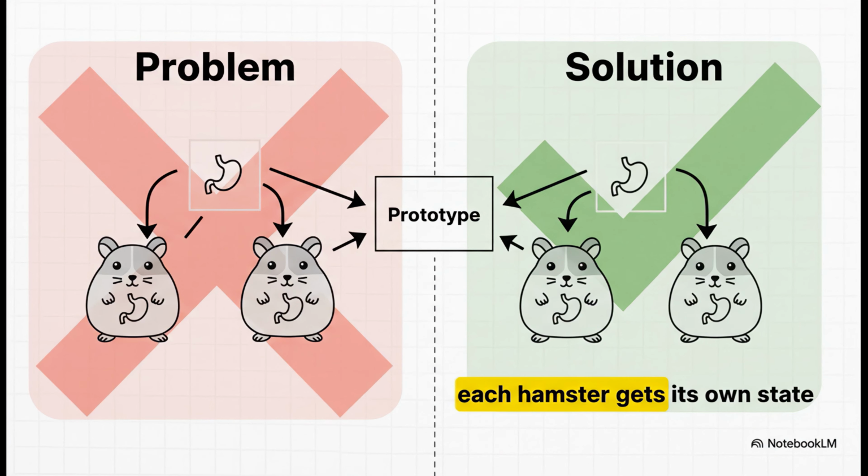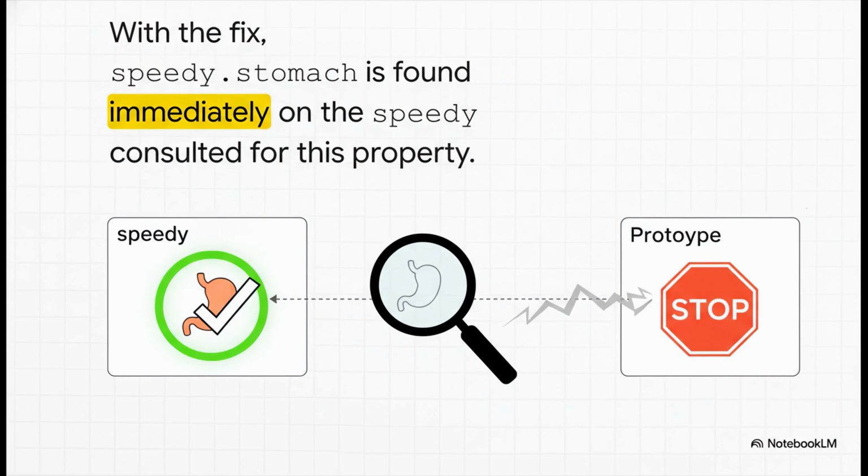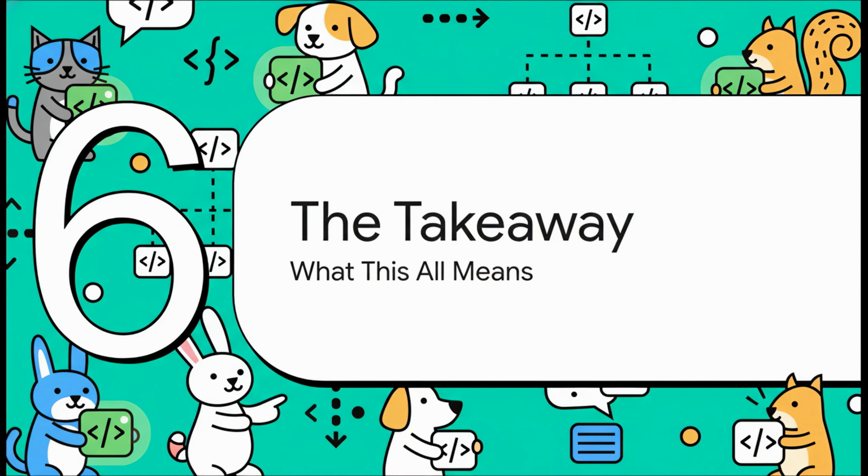So the million-dollar question, how do we fix this? Well, it's actually surprisingly simple. We need to make sure that any property that describes the state of an object, like a stomach, belongs to that specific object directly. We can do that just by making sure each hamster gets its own empty stomach array right when it's created. And look at the result. Now, when speedy.eat gets called, JavaScript looks for stomach on speedy, and bam, it finds it immediately. It never even needs to look up the prototype chain. The shared stomach on the hamster prototype is completely ignored, and Speedy's own personal stomach gets the food.